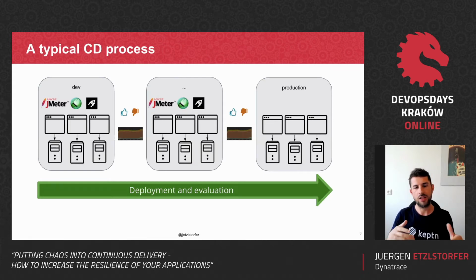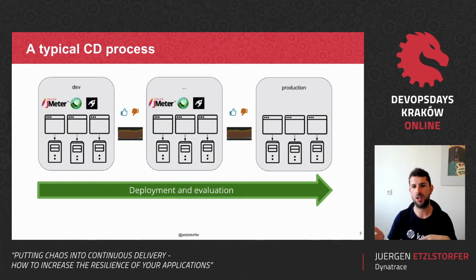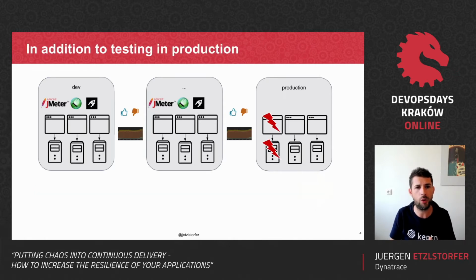So let's talk about the actual topic for today. In a typical continuous delivery process, you have your multi-stage environments: dev, staging, pre-production, production, whatnot. It really depends on your organization. You might already do some performance and load testing with JMeter or Locust or Artillery or whatever testing framework you're using. But you cannot really make sure that production always stays safe, even though you do a lot of testing.